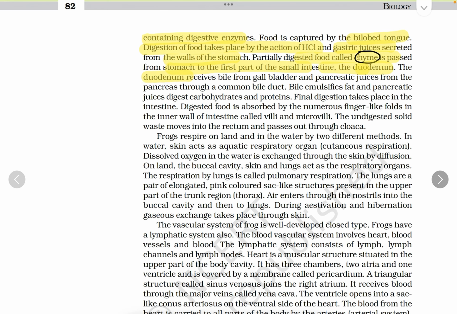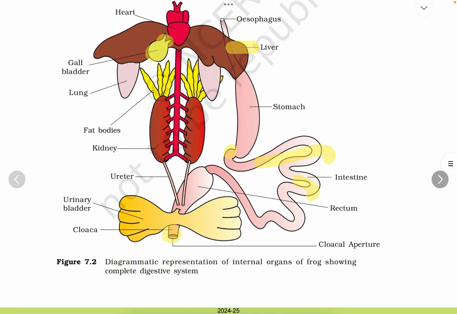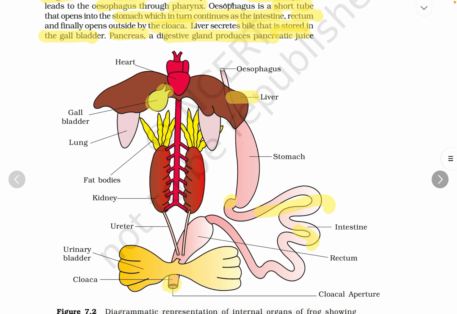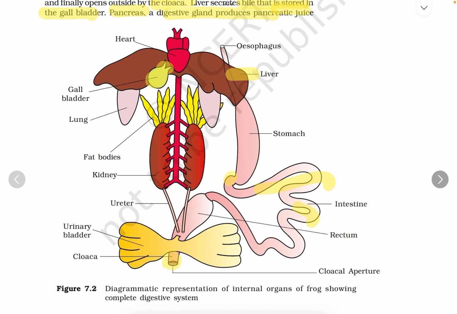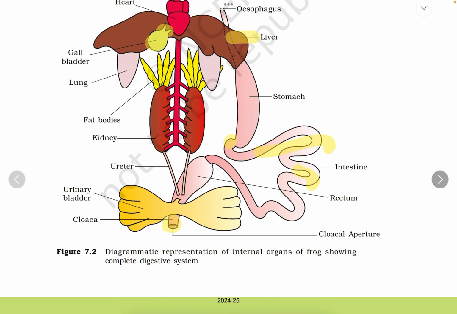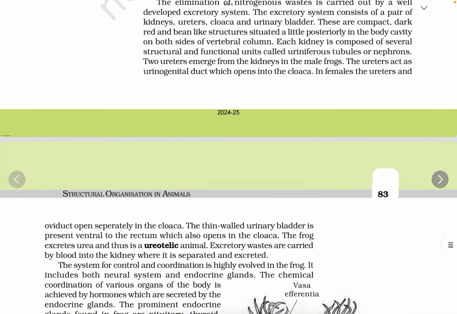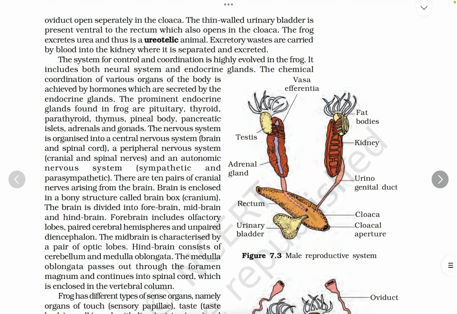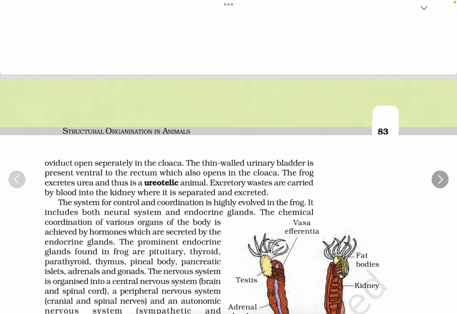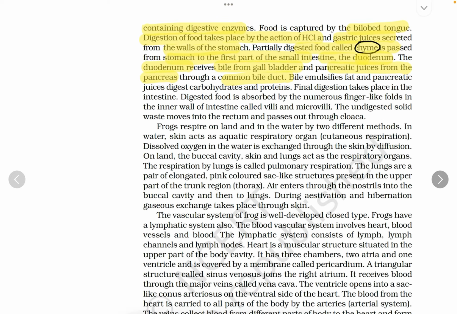The duodenum receives bile from the gallbladder and pancreatic juices from the pancreas through the common bile duct. So from here you can see the duodenum receives the bile from the gallbladder. So all these things will go and enter the intestine. Okay, the diagram is not given. Okay, fine.